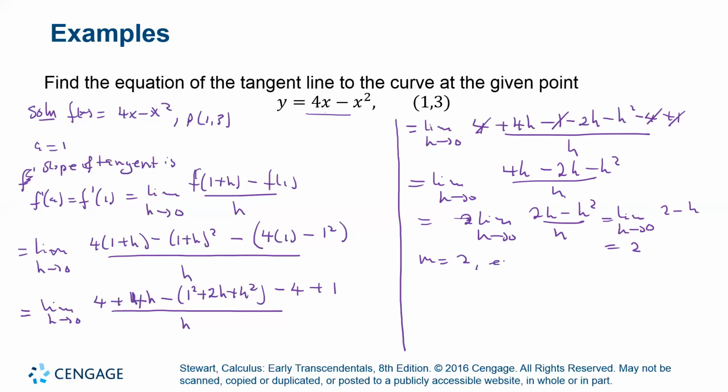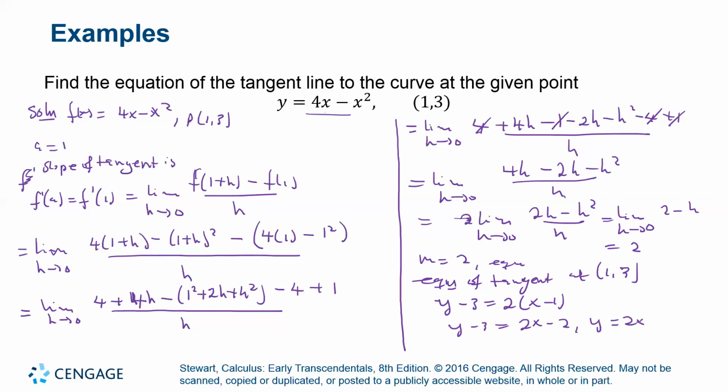And what is the equation of the tangent line at the point 1, 3? y minus 3 equal to 2 times x minus 1. So you have y minus 3 equal to 2x minus 2, and then you have y is equal to 2x plus 1. Okay, that's the equation.